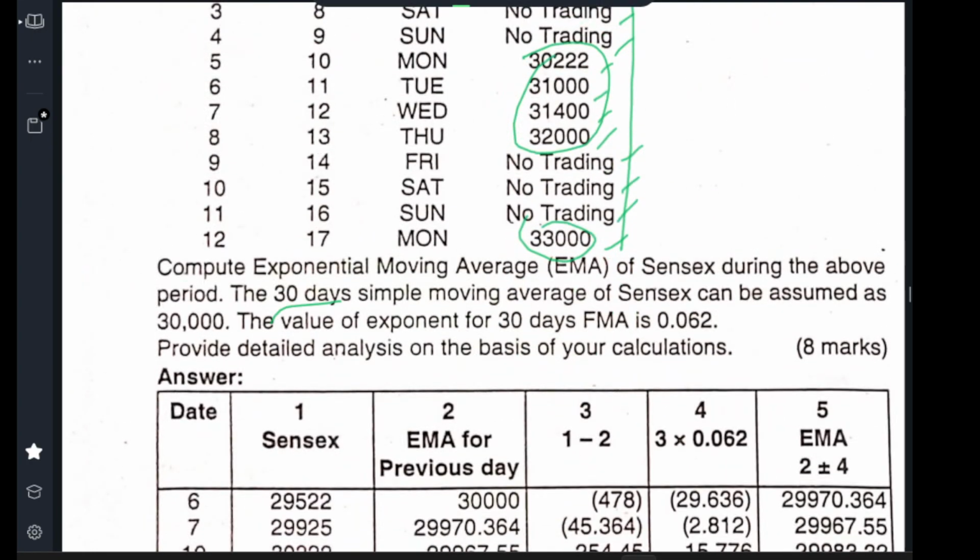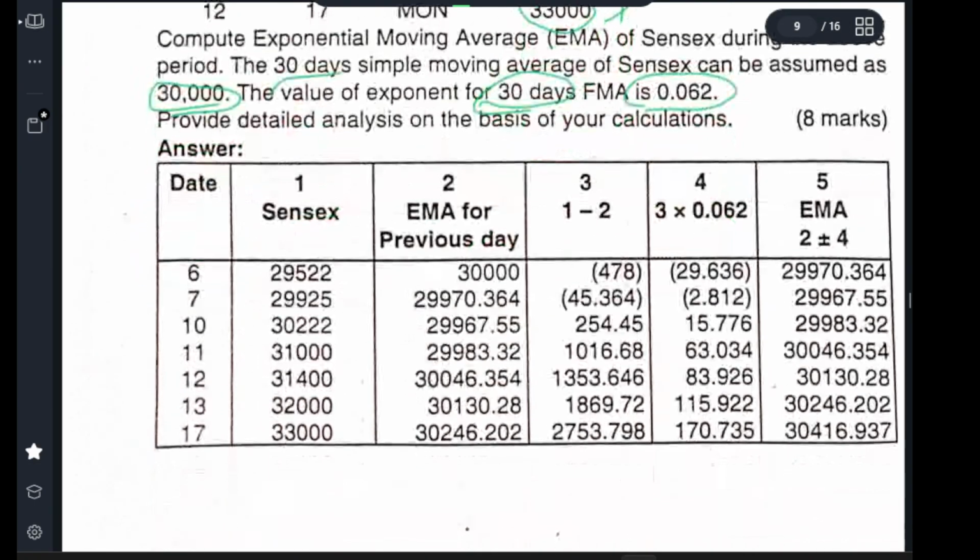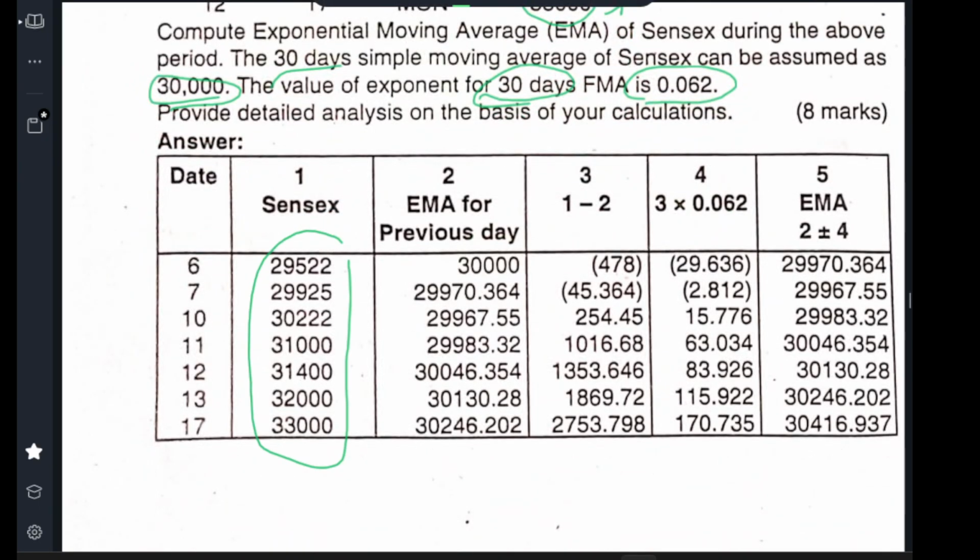So the 30 days simple moving average is 30,000 and the value of the exponent for 30 days is 0.062. What do you do with all the trading dates? Second, the EMA for the first 30 days is 30,000. Then 30,000 minus 29,252, and all this into 0.062. The difference of 1 and 2 into 0.062. You apply all these things, then the EMA is equal to minus plus 1554.